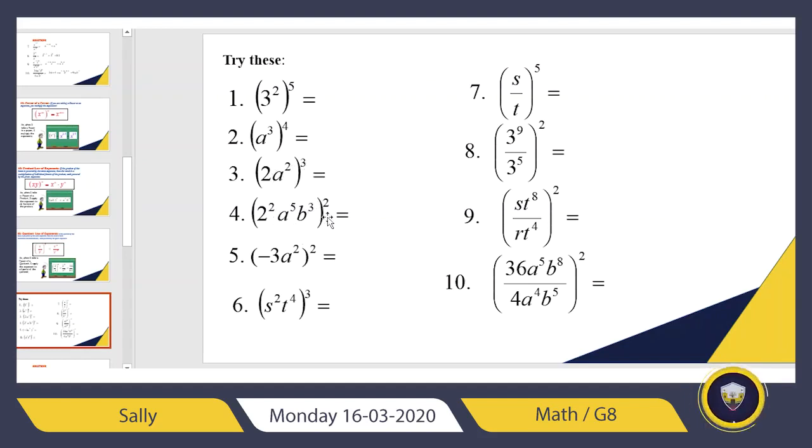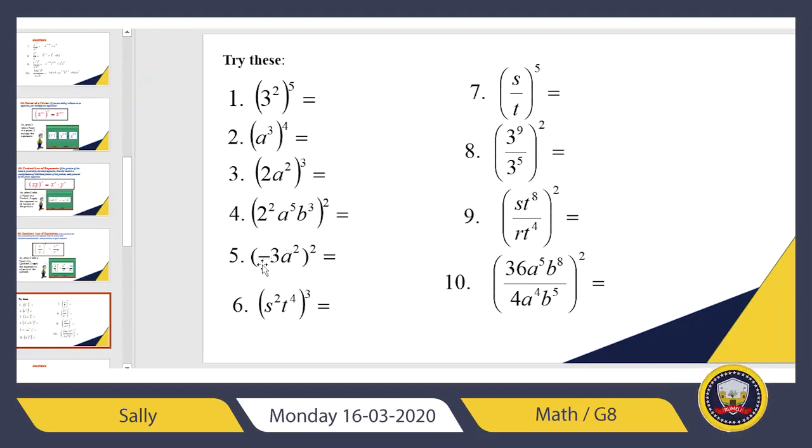Here it's a little bit bigger: 2 power 2, A power 5, B power 3, all to the power of 2. So I will just distribute this 2 over all the powers by multiplying. It means 2 to the power of 2 times 2 is 4, so it means 2 to the power of 4, A to the power of 10, B to the power of 6. Hope you understand it a little bit now. I just distribute this power over the powers inside the bracket by multiplying them.